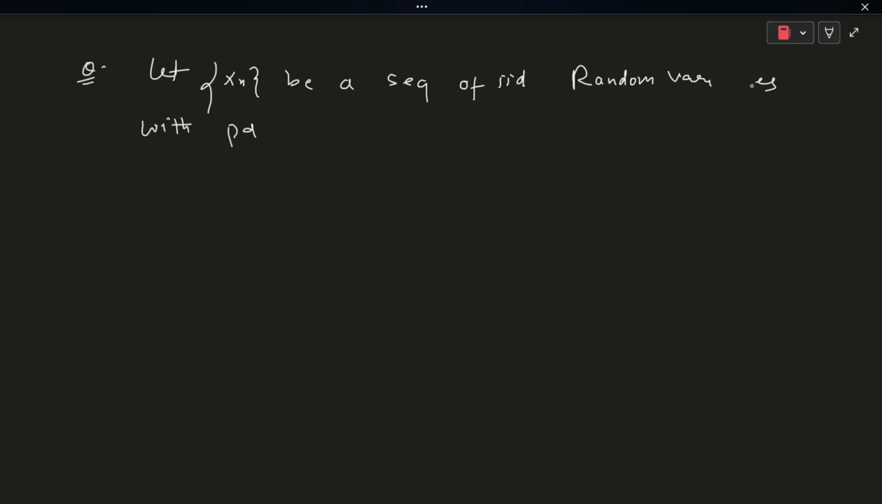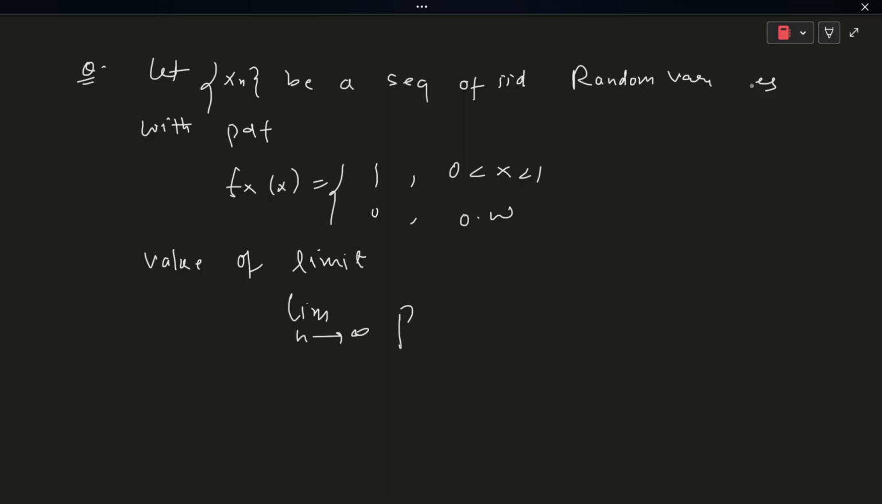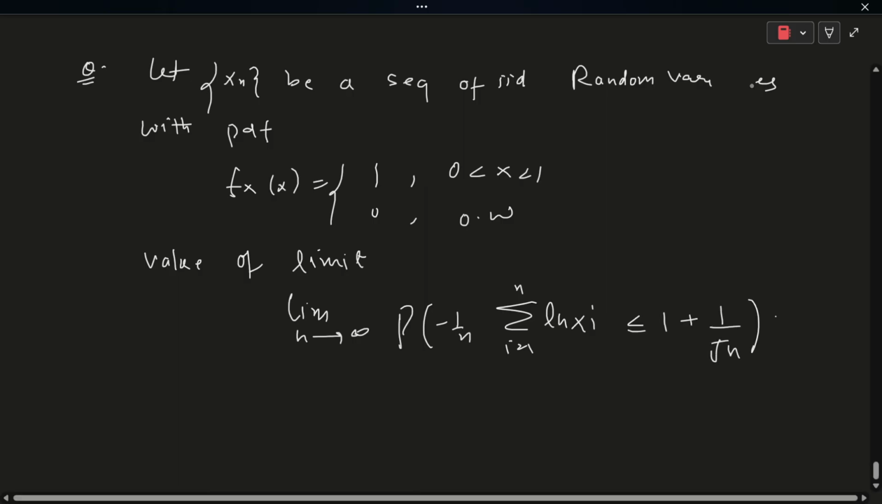Now the last question. This is a good question. Let X_n be a sequence of IID random variables with PDF f of x equal to 1 for x between 0 and 1, and 0 otherwise. Find the value of the limit, as n tends to infinity, of the probability that minus 1 upon n, summation ln xi, i equal to 1 to n, is less than or equal to 1 plus 1 upon under root n. You have to find this.